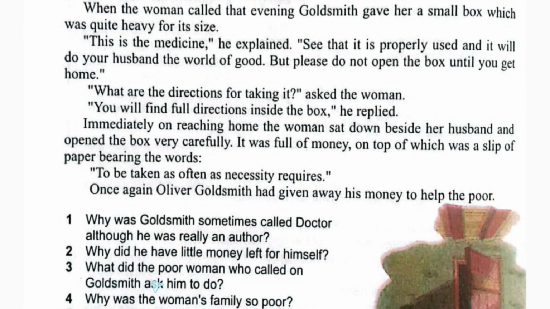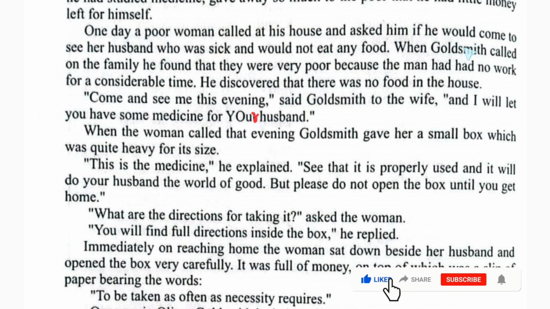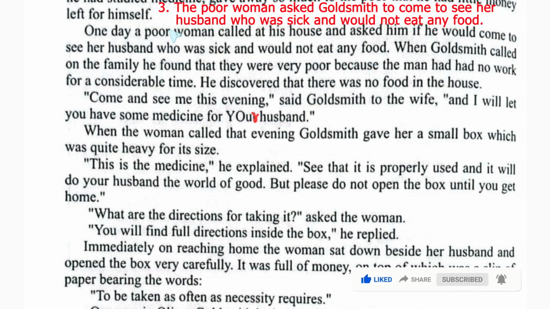Number 3, what did the poor woman who called on Goldsmith ask him to do? In this place we will find the answer. That is, one day a poor woman called at his house and asked him if he would come to see her husband, who was sick and would not eat any food. So the answer will be: the poor woman asked Goldsmith to come to see her husband, who was sick and would not eat any food.